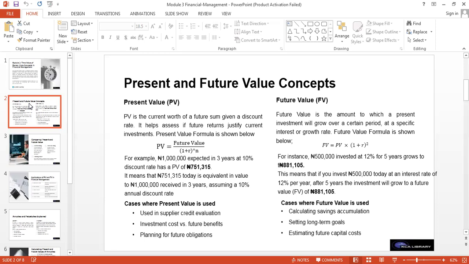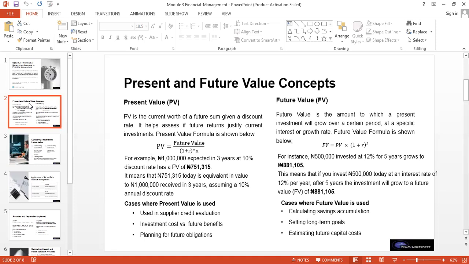So what are the cases where present value is used? The first is supplier's credit evaluation. It's also used in investment cost versus future benefit, and also in planning for future obligations.